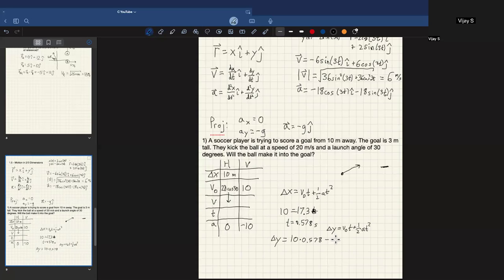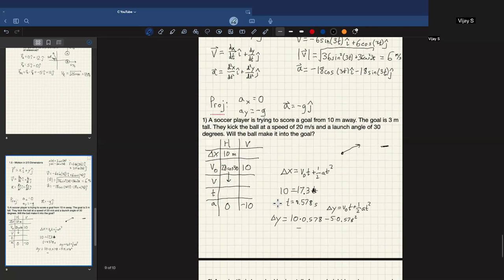So minus 5 times 0.578 squared. Right, so if you go ahead and you compute that, then this looks like a lovely number. Let me go ahead and do that real quick. I have my calculator off screen. So that's going to give us, let's see, 5.78 minus 1.67. That's going to give us a vertical displacement of 4.11 meters.